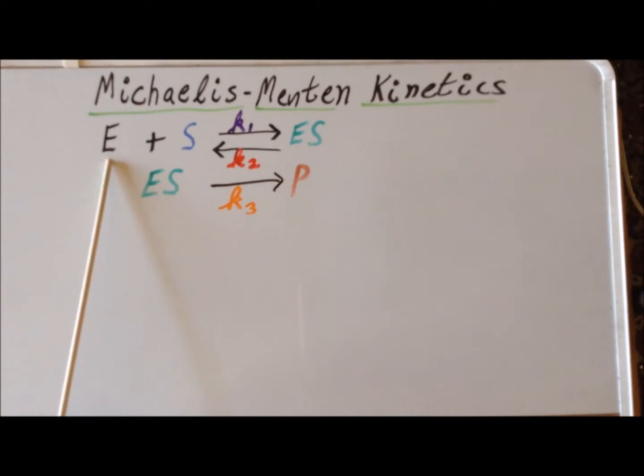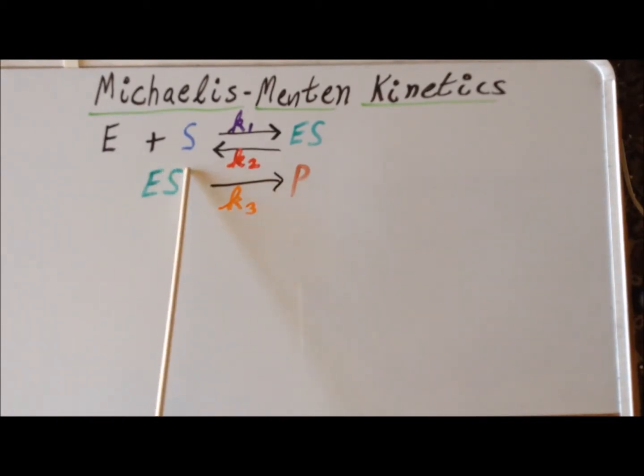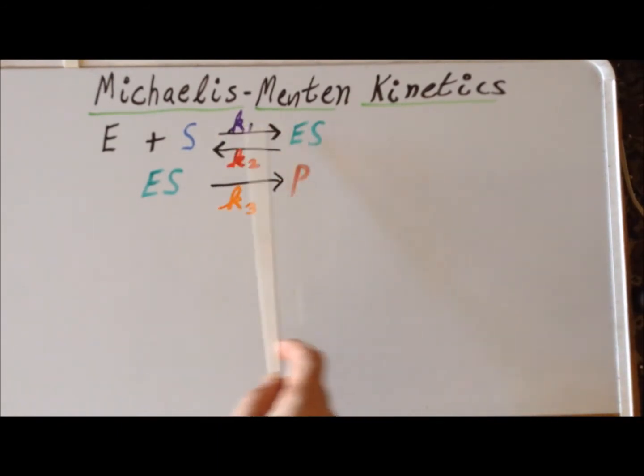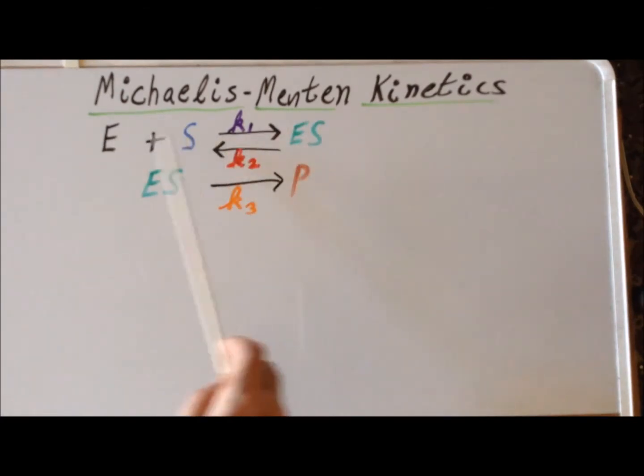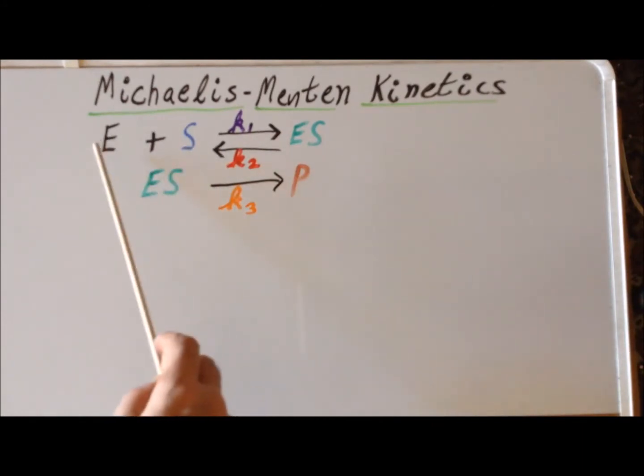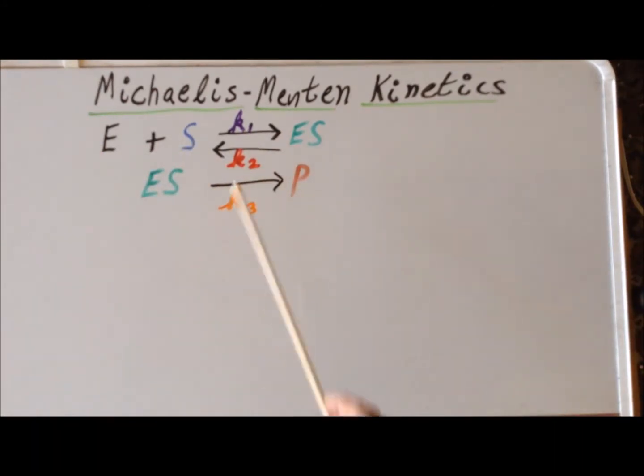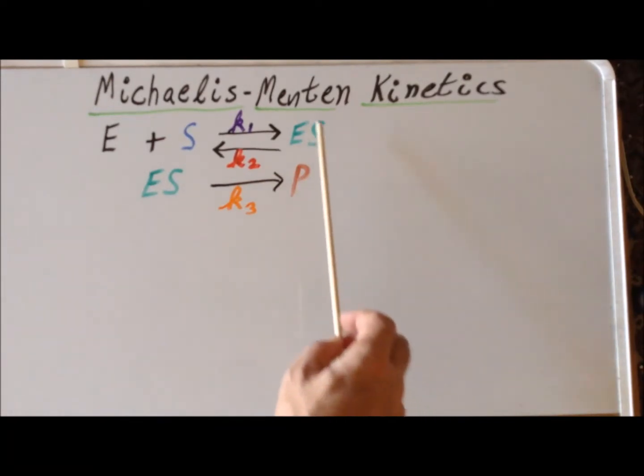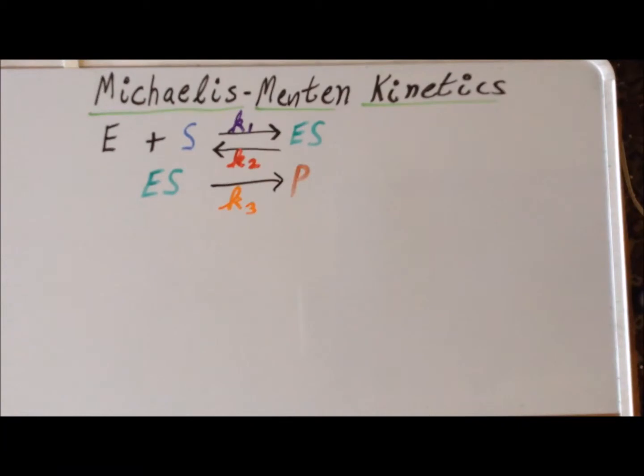We imagine that the enzyme E encounters a substrate and it reacts to form an enzyme-substrate complex, and it forms with a rate constant K1. It breaks up back into the enzyme and the substrate without reaction with a rate constant K2. The other possibility is that our enzyme-substrate complex goes on to form a product, and it does this with a rate constant K3.